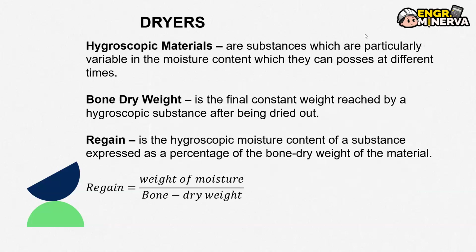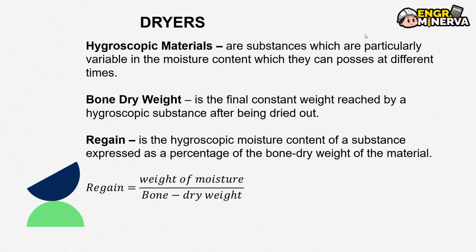So let's define some of the terms. We have here hygroscopic materials. When you say hygroscopic materials, those are substances which are particularly variable in the moisture content which they can possess at different times. It means these are materials that can absorb moisture. No?